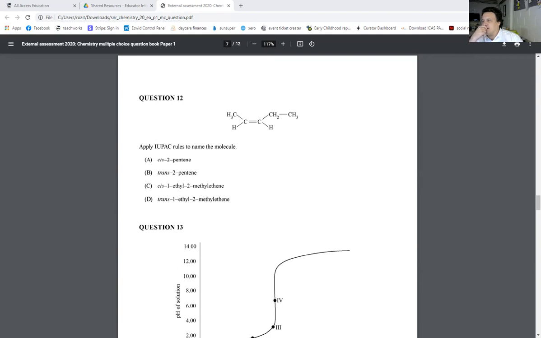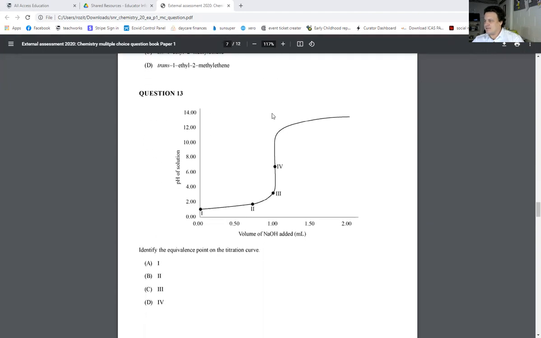So both going with C. So it'll be cis-2 pentene. Yeah, cis-2 pentene. In this case, it'll be cis-2 pentene. Yes, very good. Well done. It's okay, Lucy, I forgive you.